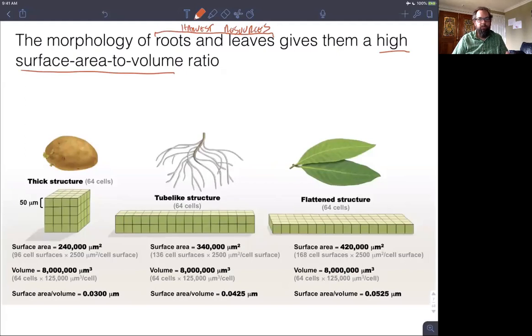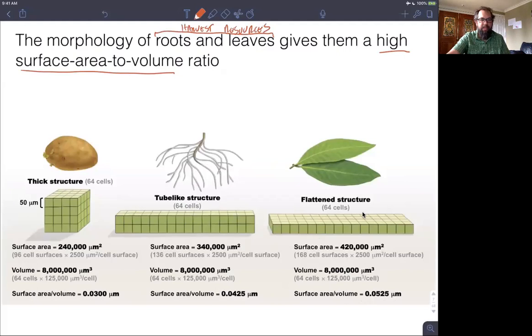I just want to show you a little bit of an example here of how the same number of cells can be arranged differently. In each of these examples, we have 64 cells in a thick structure, a tube-like structure, and a flattened structure. We can see at the bottom here what the surface area to volume ratio is for these different morphologies for the same number of cells. And so plants can vary their morphologies dependent on the function of that particular tissue.